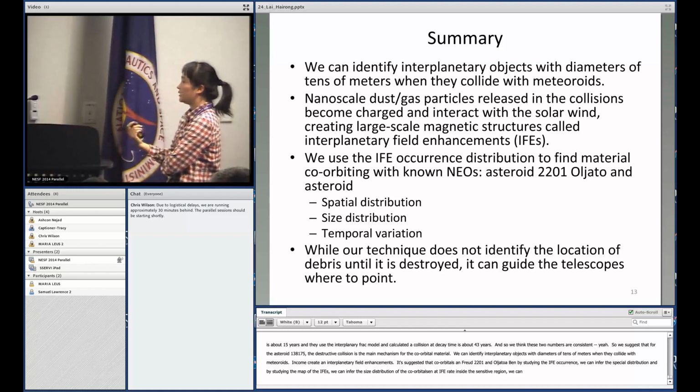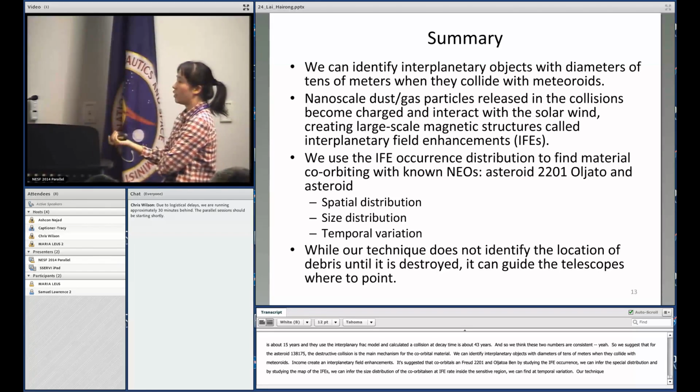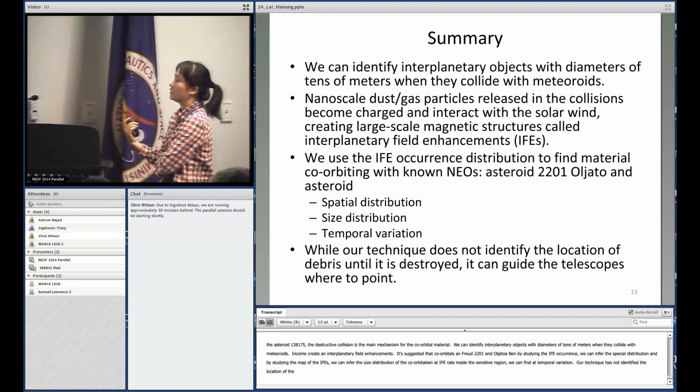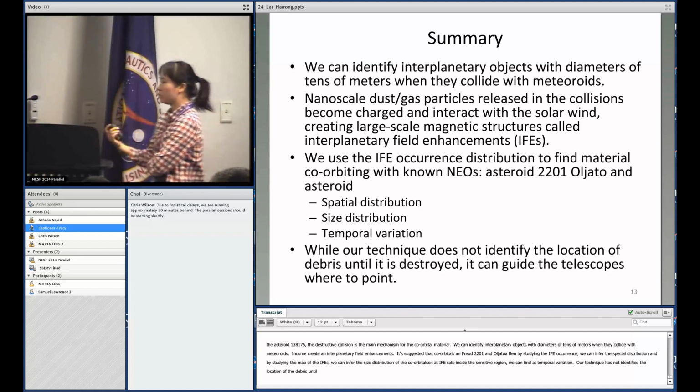Our technique does not identify the location of the debris until it is destroyed, but it can tell the telescope where to point.